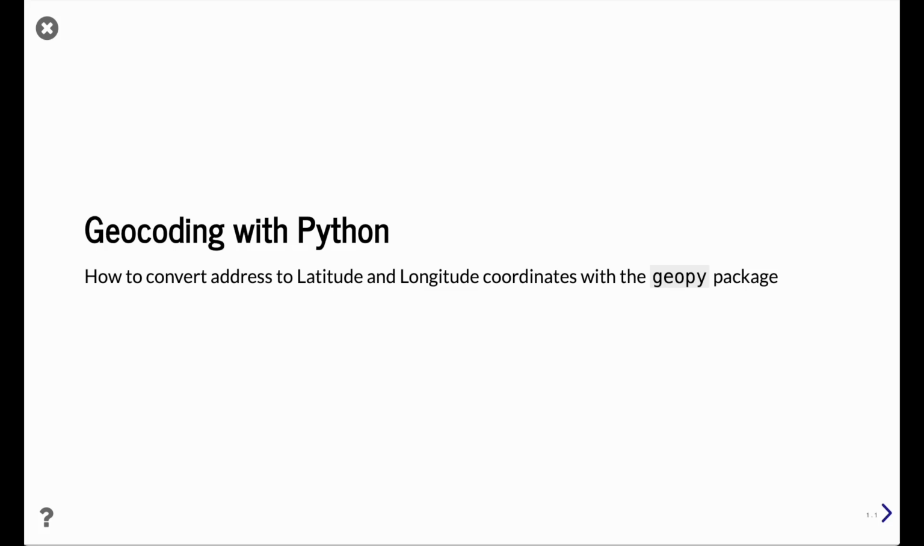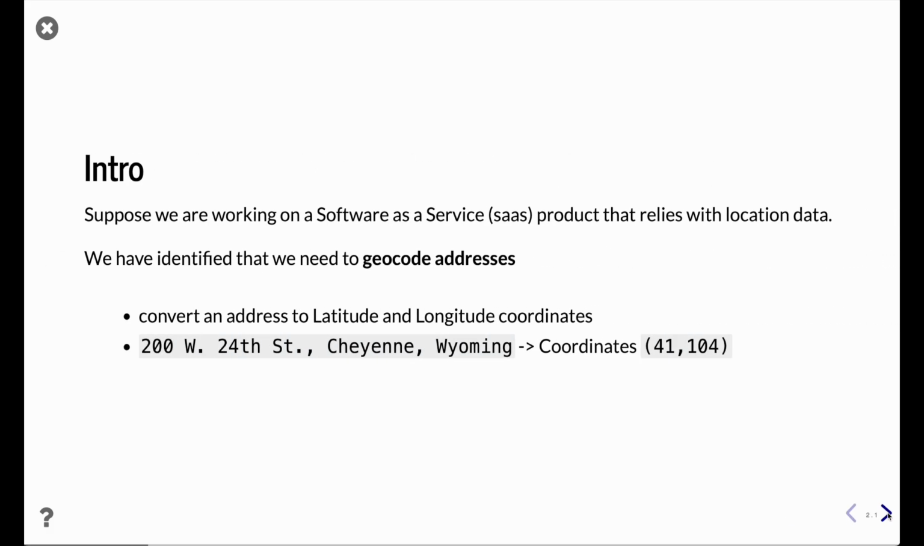In this presentation, I will discuss how to geocode with Python, or more specifically, how to convert addresses to latitude and longitude coordinates using the Geopy package. So suppose we are working on a software as a service product that relies on location data. And we've identified that a hard tech requirement is that we need to geocode addresses. Or in other words, we need to convert an address to latitude and longitude coordinates. For example, here I have an address in Wyoming, and these are the corresponding latitude and longitude coordinates.